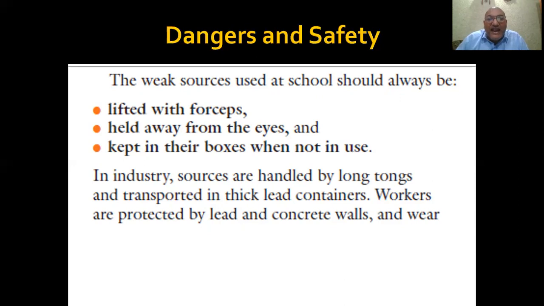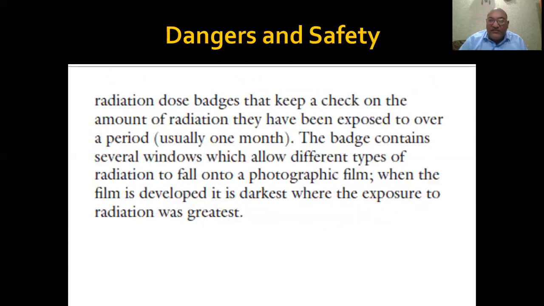Workers are protected by lead and concrete walls, and the workers should wear radiation dose badges. The badges keep a check on the amount of radiation they have been exposed to over a period, usually 1 month. The badge contains several windows which allow different types of radiation to fall onto a photographic film. When the film is developed, it is darkest where the exposure to radiation was greatest.